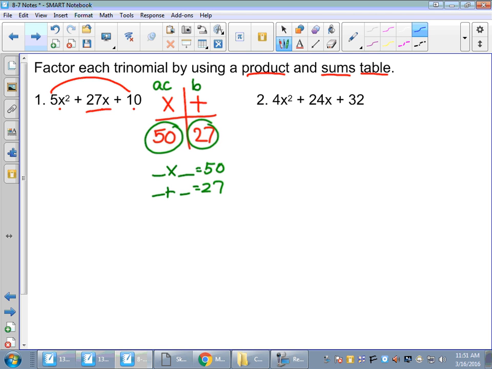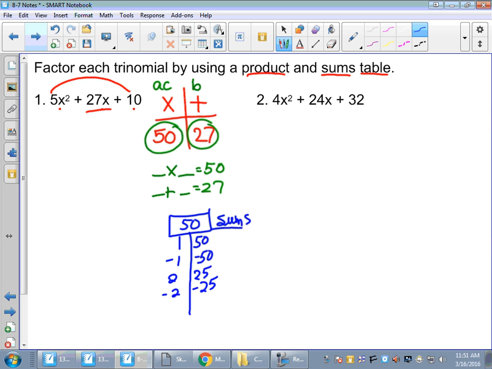So in your product and sum sheet, we're going to put 50 in the box because that's my product. Okay? And we're just going to go ahead and go through all the different products of 50. You will run out of products of 50. You will never run out of sums. So 1 and 50, -1 and -50 also multiply to give you positive 50. 2 and 25, -2 and -25.